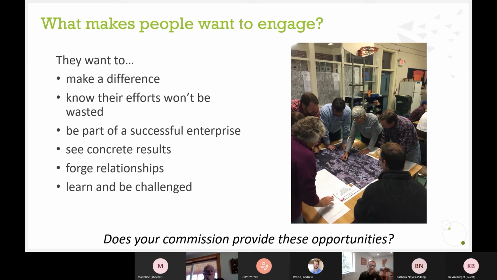Lastly, I'll just add that people want to forge relationships. They want to meet other people in their town, and they want to learn and be challenged. But we really need to be clear on what exactly we're asking, and are we setting up our commission in a way to maximize volunteer efforts.